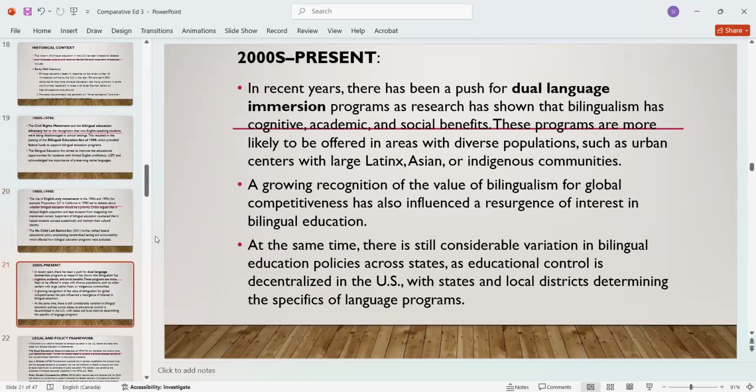Right, and 2000s to present, 2000 up to the present year in the US. In recent years, there has been a push for dual language immersion programs, as research has shown that bilingualism has cognitive, academic, and social benefits. These programs are more likely to be offered in areas with diverse populations, such as urban centers with large Latino, Asian, or indigenous communities.